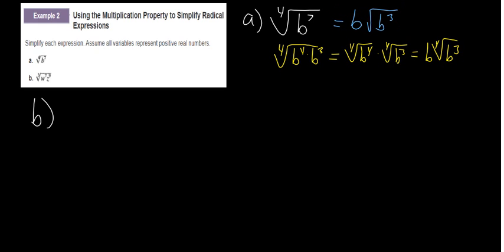Okay, so B is the cube root of w to the 7th times z to the 9th. I'm going to take this just slowly. I'm going to say the cube root of, and what I'm going to do is say w to the 6th times w.